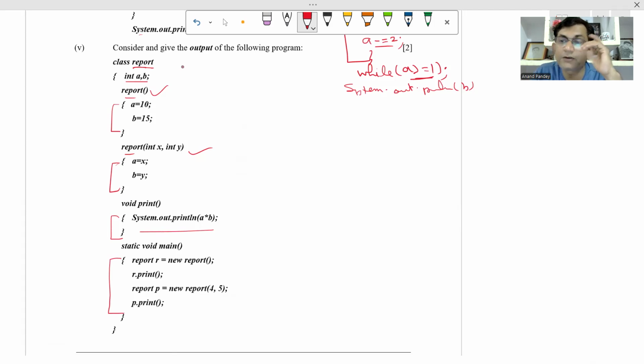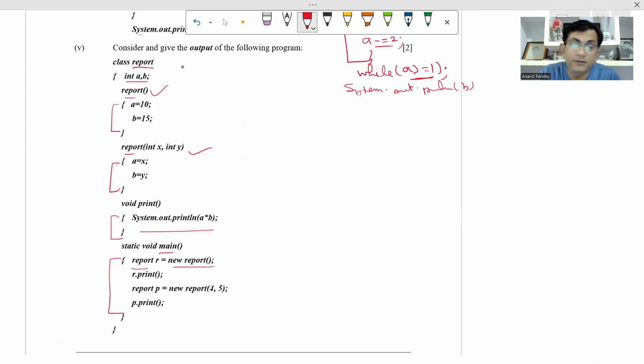Wherever the main function is written, the starting and end is at the main function only. So I'm starting from the main function. Execution starts from the main function. Let's start from here. In this main function, we are creating the object of the class report.